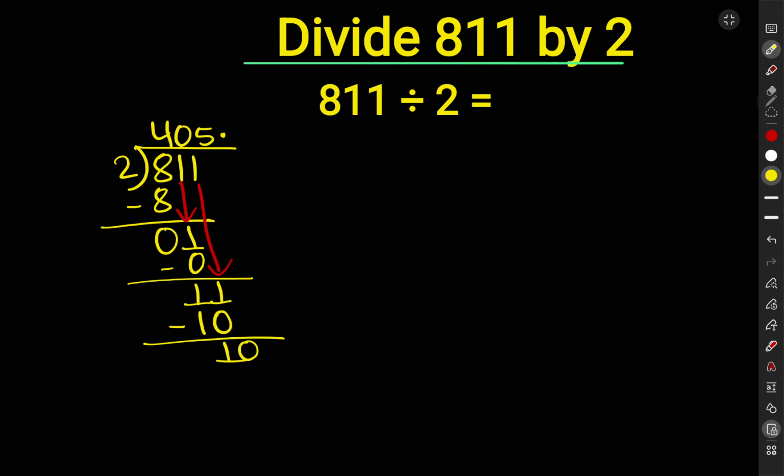So it is 10 and 2 times 5 is 10. On subtracting we get 0. So 811 divided by 2 is 405 decimal 5.